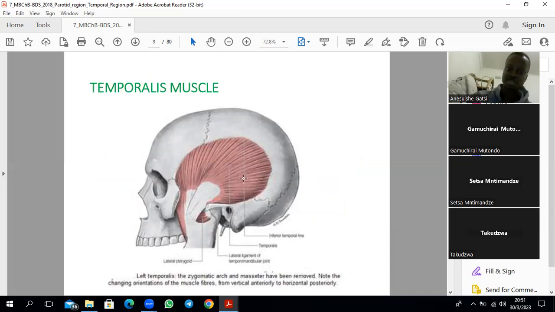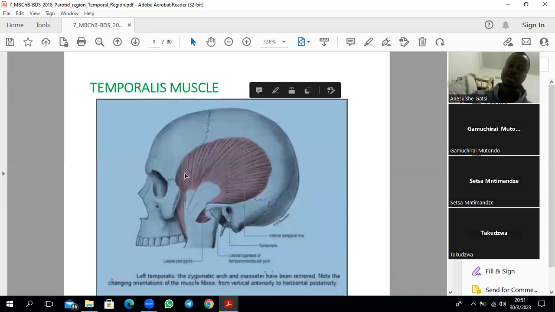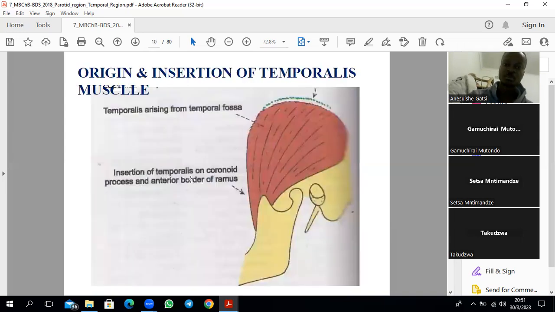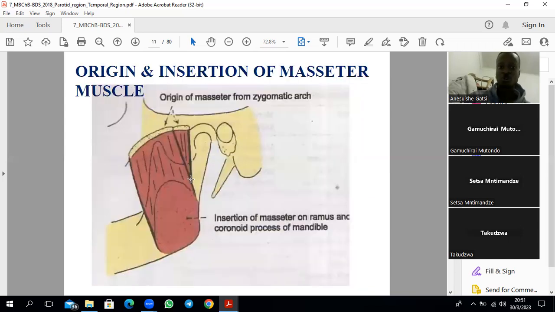So this here is our temporalis muscle. I think we can appreciate these fibers are horizontal, the posterior ones, then these ones are vertical. And I think I talked about origin and insertion. I won't bother you guys with this.